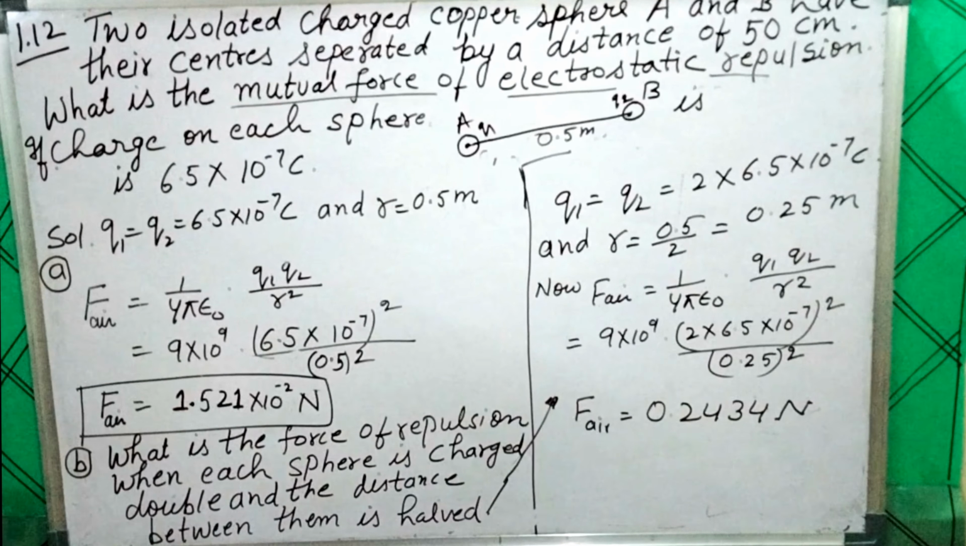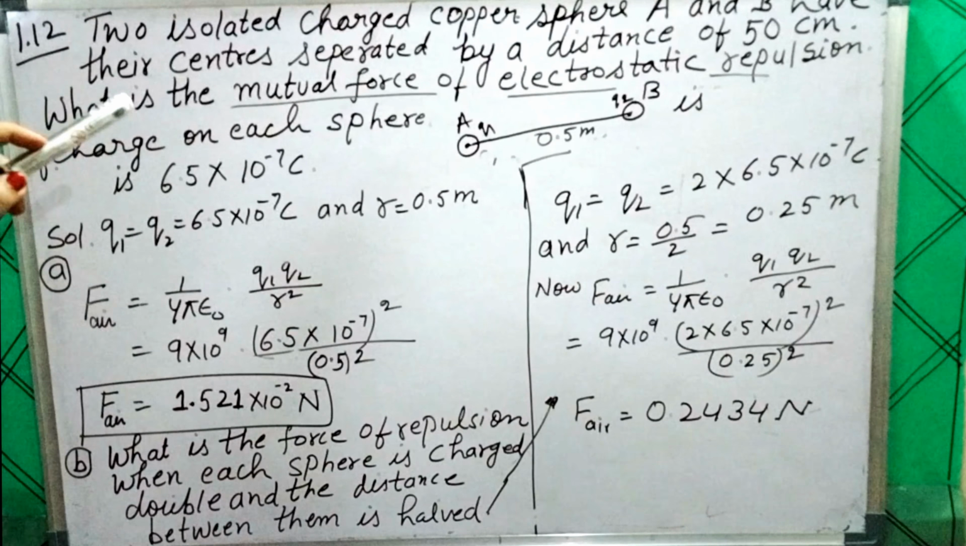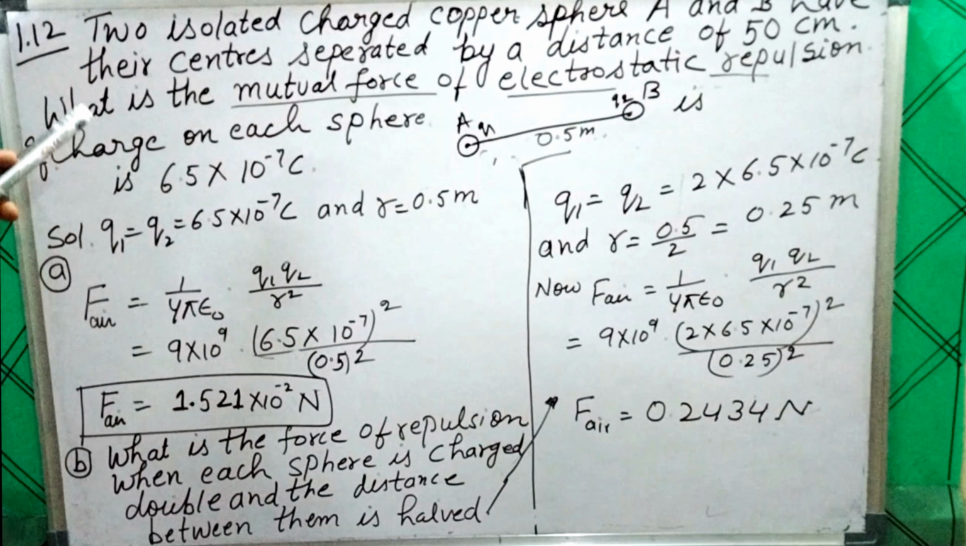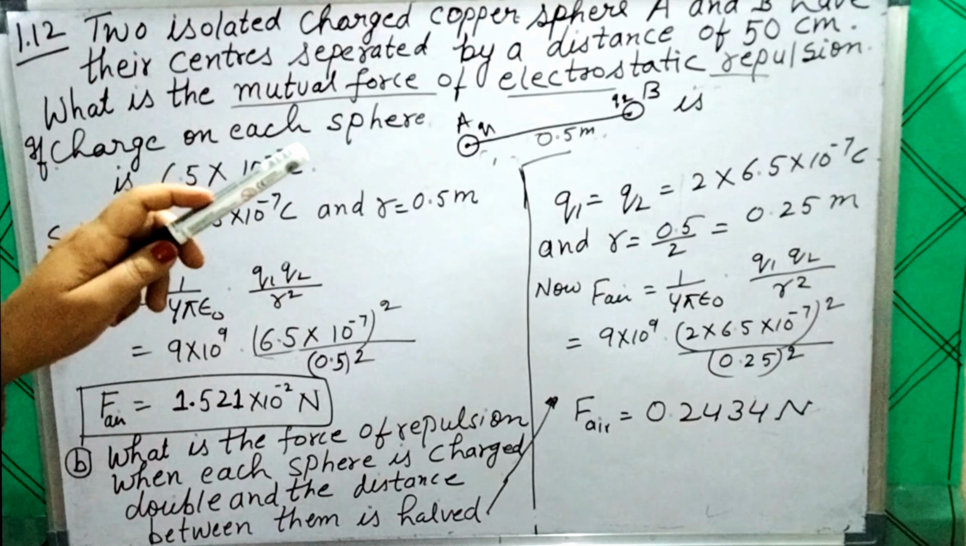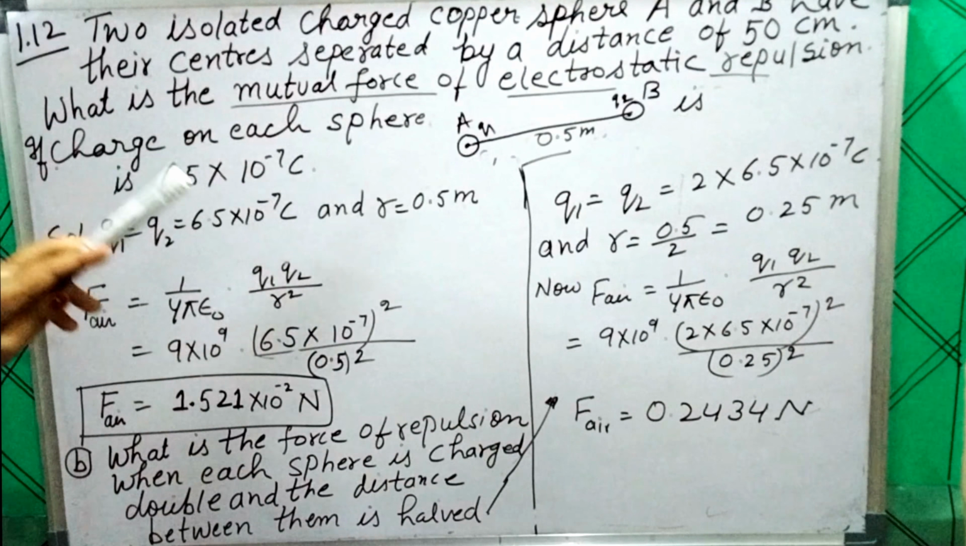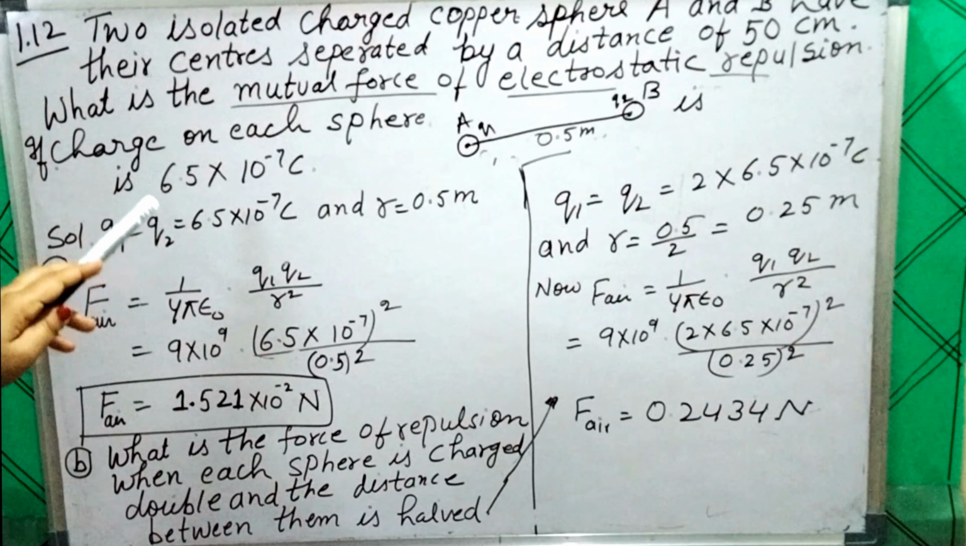Now let us discuss another problem of the textbook. Two isolated charged copper spheres A and B have their centers separated by a distance of 50 centimeter. What is the mutual force of electrostatic repulsion if charge on each sphere is 6.5 into 10 to the power minus 7 coulomb?